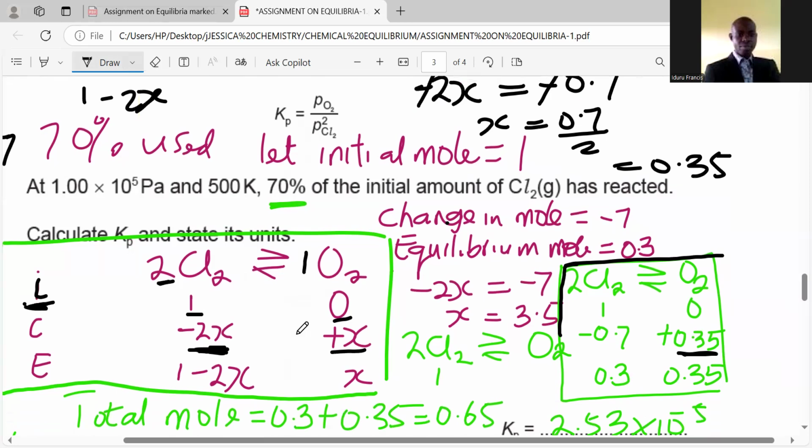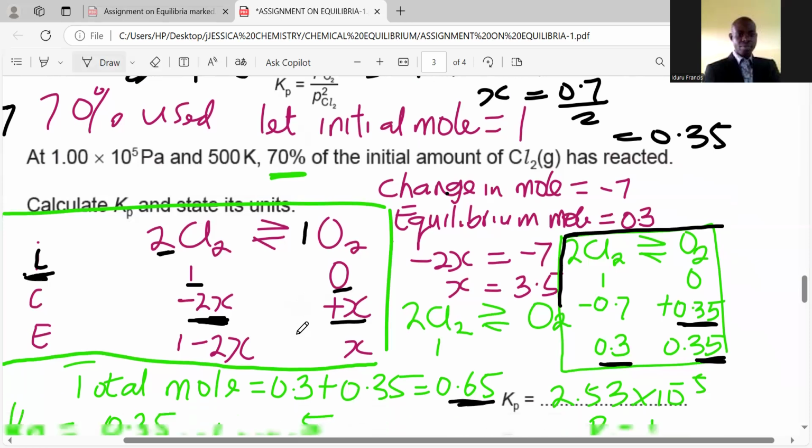1 minus 2x. Okay, so we already know that our 2x is 0.7. So that will be 1 minus 0.7, and so we have 0.3 remaining. That's 0.3 remaining for the mole of chlorine, while adding together here 0.35. So our total mole would be 0.3 plus 0.35, that will give me 0.65 as the total mole.